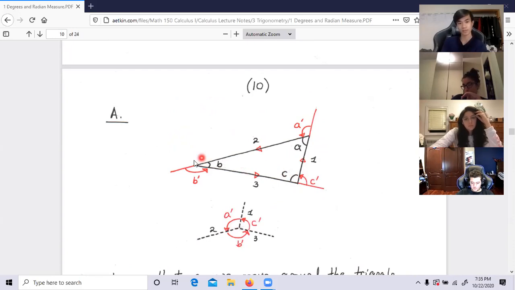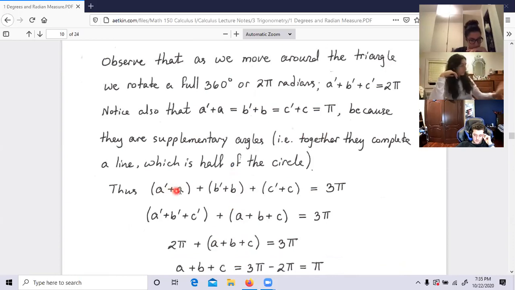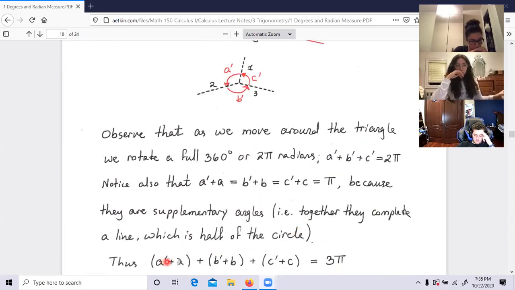And something else I know, look at those angles. I want to know the sum of the inner angles. B prime is a supplementary angle to B, which means they add up to 180 degrees. It's just a continuation of the line, right? They add up to 180 degrees or to pi radians. Yes? So I do very basic algebra. A prime plus A plus B prime plus B plus C prime plus C equals pi plus pi plus pi, which is 3 pi.